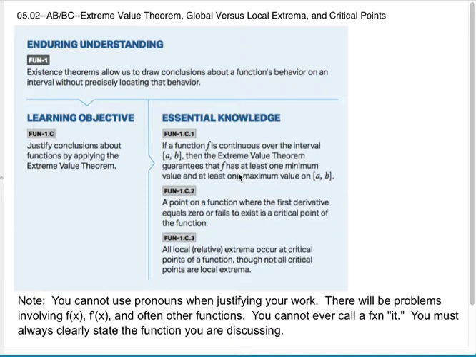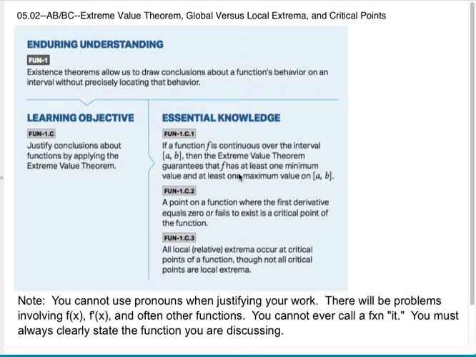So at this point in your education, you can't use pronouns to describe functions. So you can't say "it," right? I mean, I guess you also could weirdly gender your functions, but that would be bizarre, right? So we don't usually call a function she or he or they, right? But you definitely can't call a function "it," right?